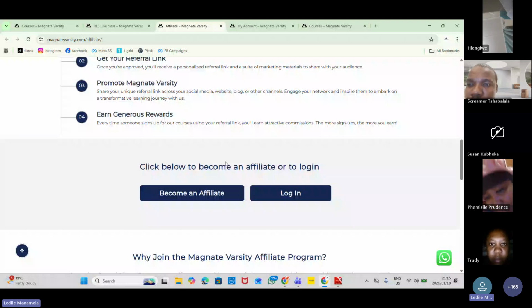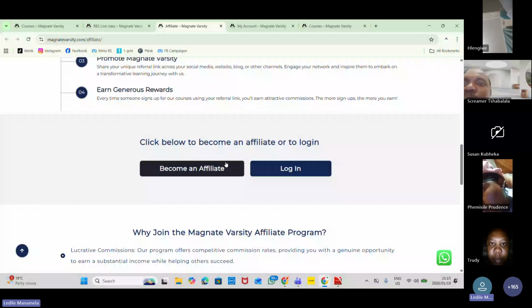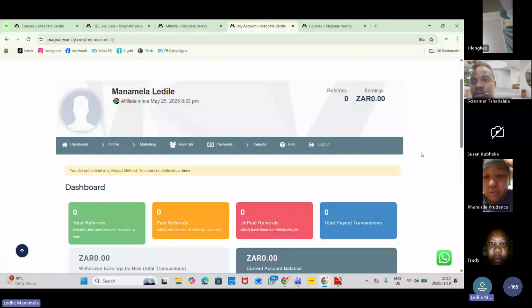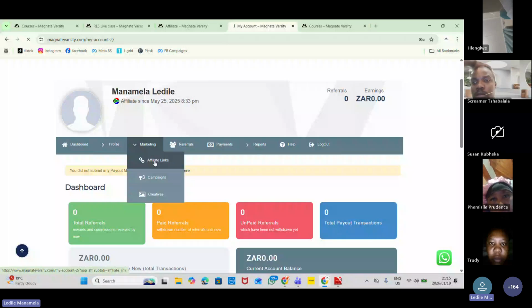Now I want to show you what the dashboard for Magnet Varsity looks like. Once you sign up, this is what you're going to do. Once you get referrals, everyone who goes to your link, you will be able to track that. So let me just quickly show you. Let's go to marketing, affiliate links. Let's start with the affiliate links. This is the link that you get to refer your clients. When you check the dashboard, it's still loading. When you check the dashboard, you'll be able to see, okay, this month I had 100 people joining on my link.